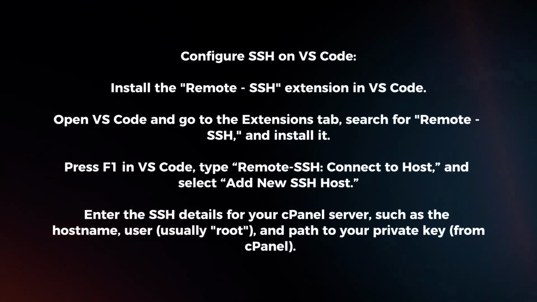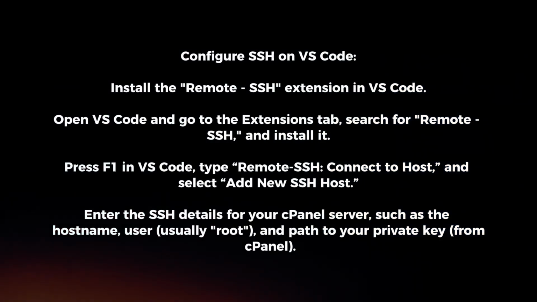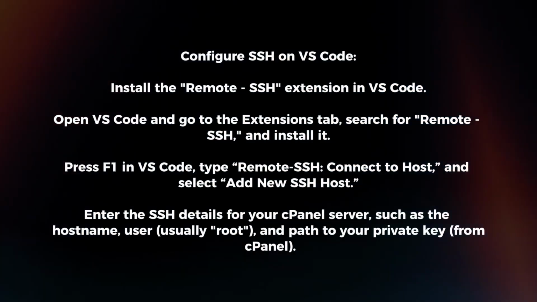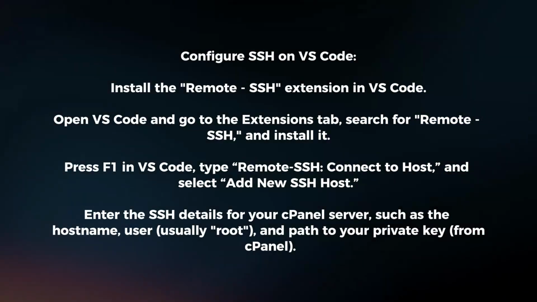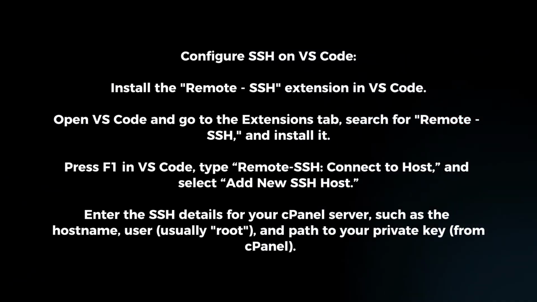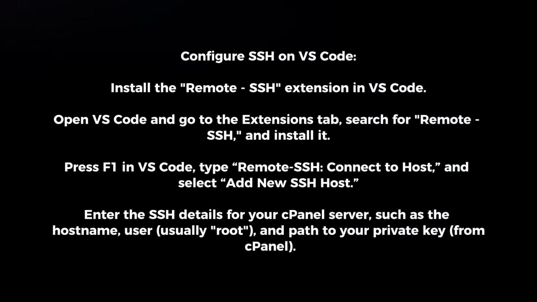Configure SSH on VSCode. Install the Remote SSH extension in VSCode. Open VSCode and go to the Extensions tab. Search for Remote SSH and install it. Press F1 in VSCode. Type Remote SSH, Connect to Host, and select Add New SSH Host.